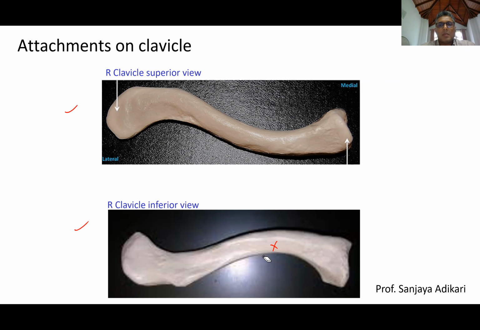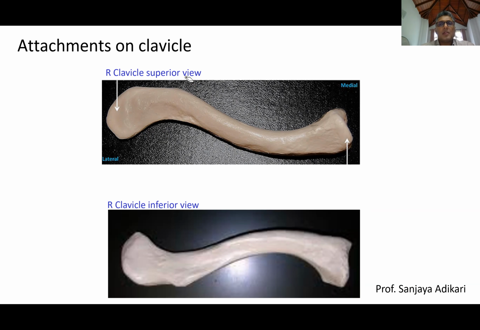Then on the medial half, you have an anterior surface, because it's thick, and a posterior surface. Laterally, since the bone gets flattened, you can call it an anterior border and a posterior border. It doesn't matter whether you call it surface or border, but remember that the medial end is wider. The superior surface is smooth, and the inferior surface is rough because of the attachment of muscles and important ligaments.